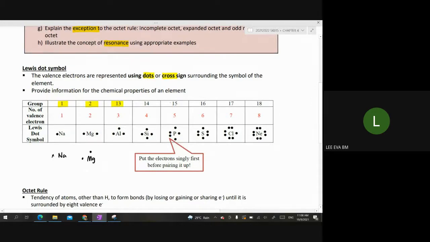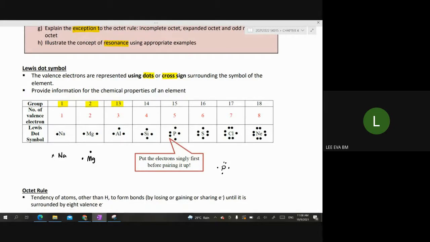Starting from group 15, your fifth electron starts to pair up. Therefore, you can see there is one lone pair over here, one pair and then 3 single electrons. Phosphorus has 5 valence electrons, so we place 1, 2, 3, and 4, and for the fifth electron it doesn't matter which pair you put it with, as long as the fifth electron starts pairing up.